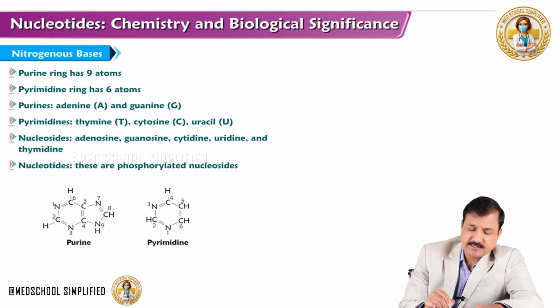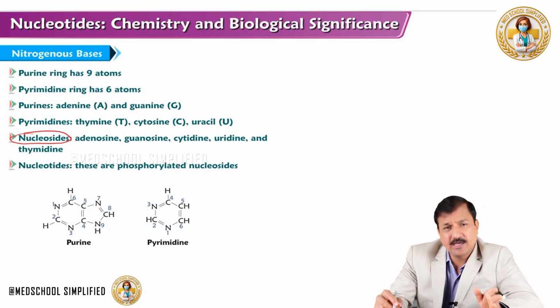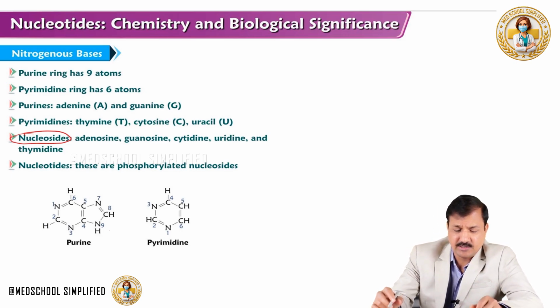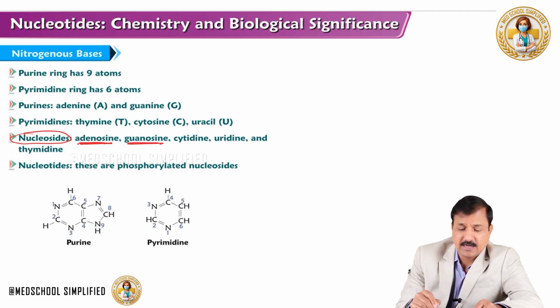Now, nucleosides, as I told you already. A nucleoside is a base plus sugar. So what is the base plus sugar in terms of purines and pyrimidines? Adenine, if it is added with ribose, becomes adenosine. Guanine added with ribose becomes guanosine. That's how we need to call it. And cytosine, if it is added with ribose sugar, becomes cytidine. That's how we name it.